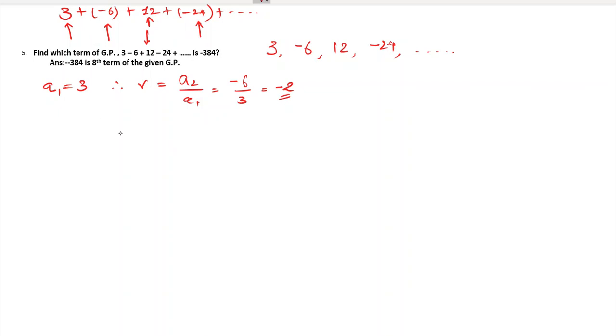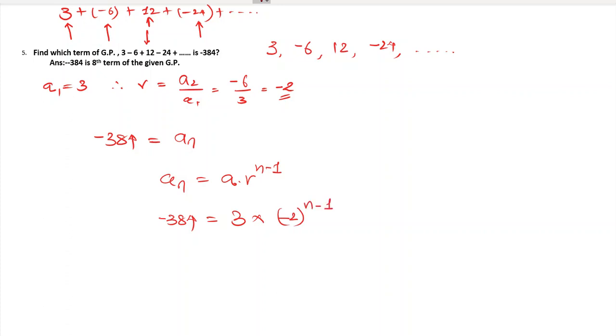Let minus 384 be the nth term. We don't know which term it is. We have to find that. So let minus 384 be the nth term. What is the formula for nth term? Nth term is equal to A into R raised to n minus 1. So minus 384 is equal to A, which is 3, into R, which is minus 2, raised to n minus 1. Now this will be interesting to solve.